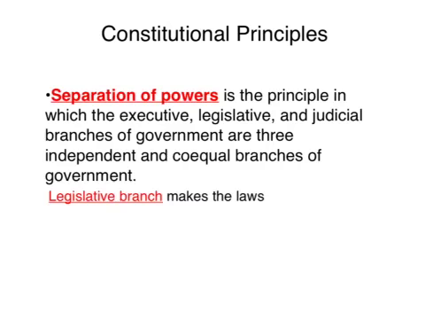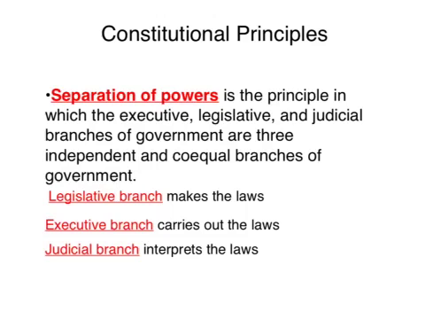The legislative branch's main function is to make the laws, federal laws in the United States. The main function of the executive branch is to carry out and execute laws. The main function of the judicial branch is that they interpret what the laws mean and what they don't mean.